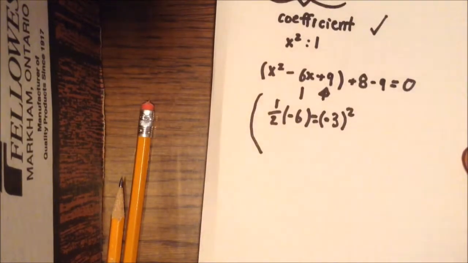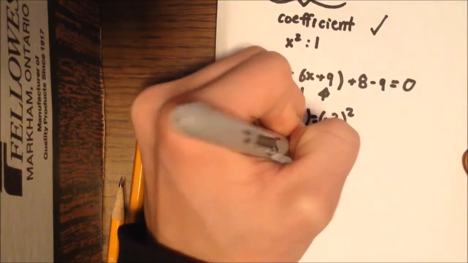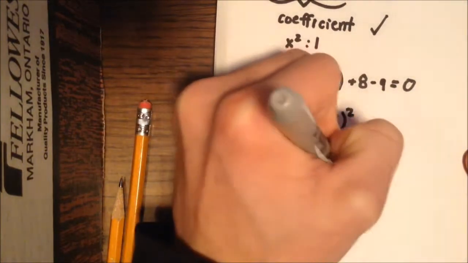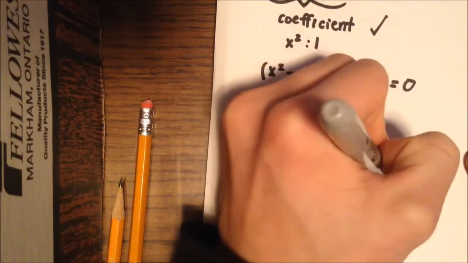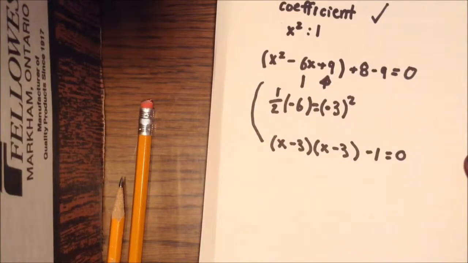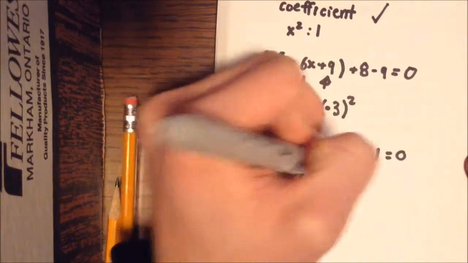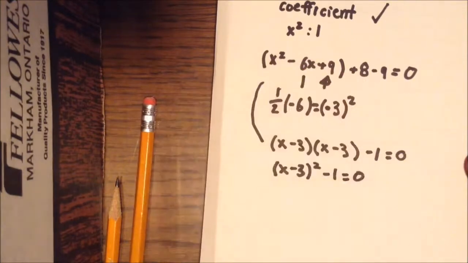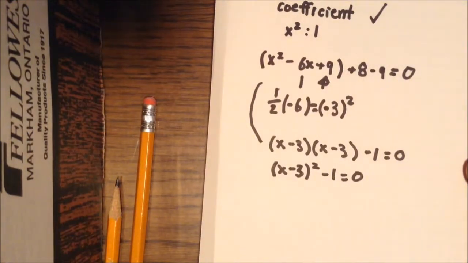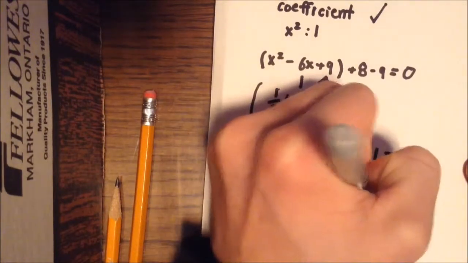So now, to simplify it, since it is a perfect square, it factors to be x minus 3 and x minus 3. Positive 8 minus 9 is -1, that equals 0. So now we write the first part as x minus 3 squared minus 1 equals 0. And again, we're trying to solve a quadratic equation here, so we add 1 to both sides.